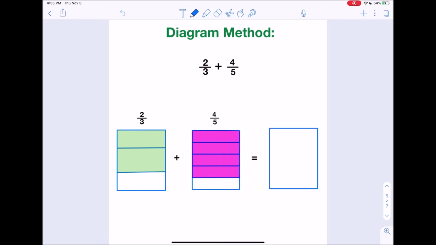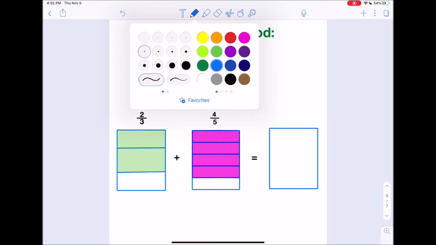All right, last but not least, we could draw a diagram. 2/3 and 4/5. Just like we saw in the original problem, I have identical rectangles. The first one's been divided into thirds, and the second one's been divided into fifths. Now, when you do the diagram method, the goal is to keep dividing the rectangles until you have the same number of parts in both. So right now we have 3 parts in the first rectangle and 5 parts in the second rectangle. So we're going to keep dividing both rectangles until they have the same number of parts.